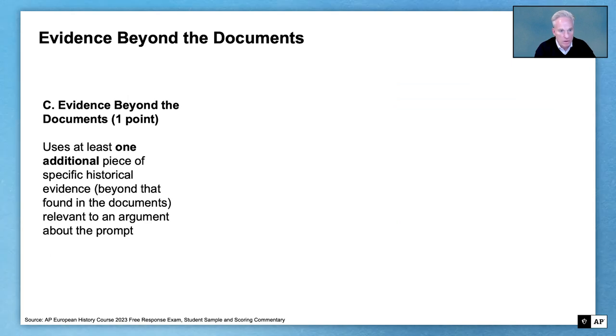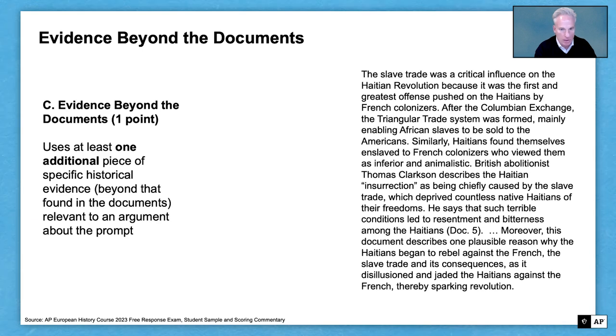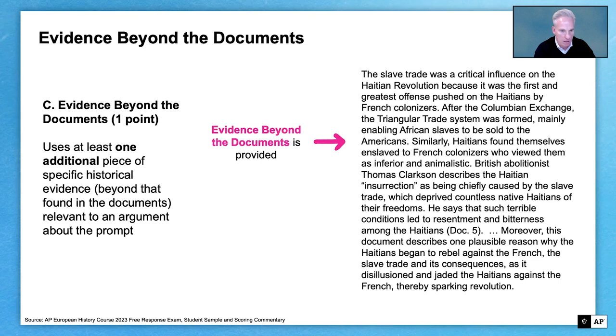So this is about evidence beyond the documents. This is an additional point that can be earned. Use at least one additional piece of specific evidence beyond that found in the documents that's relevant to an argument about the prompt. So there's the same sample that Katie read to you in the last paragraph, but in this pink, you're going to see we've highlighted where the response has evidence beyond the document, and they're using this to support or advance the argument that they were making. You can pause the video here, read all of those samples if you wish, but it's just really nicely placed. It's a really clean sample that they placed right in there. Yep, it is. It's really great.